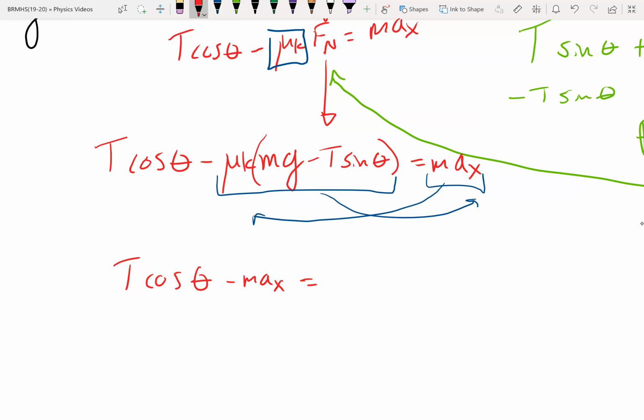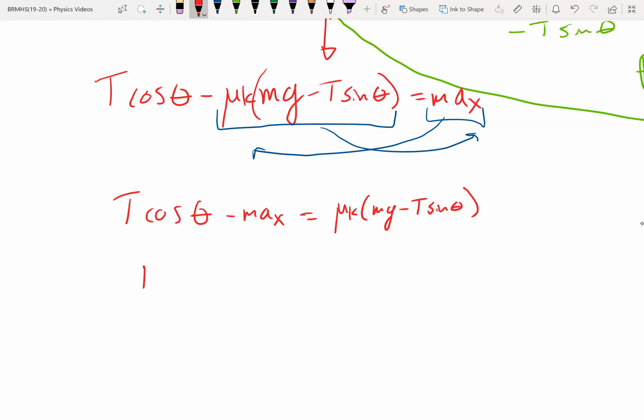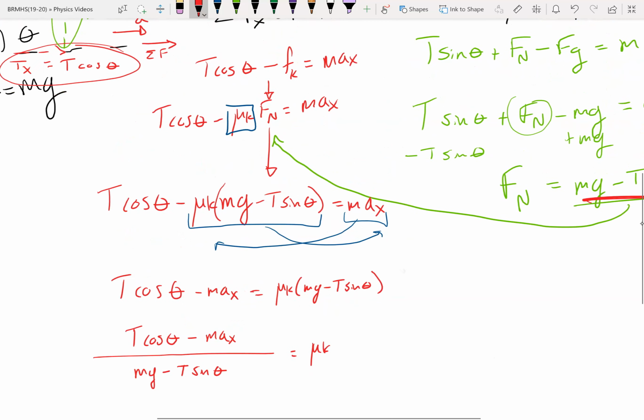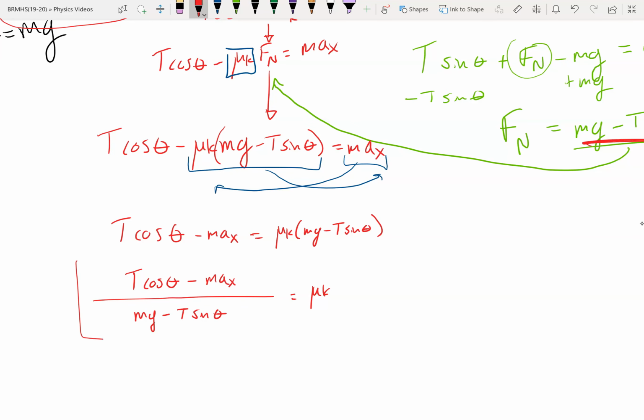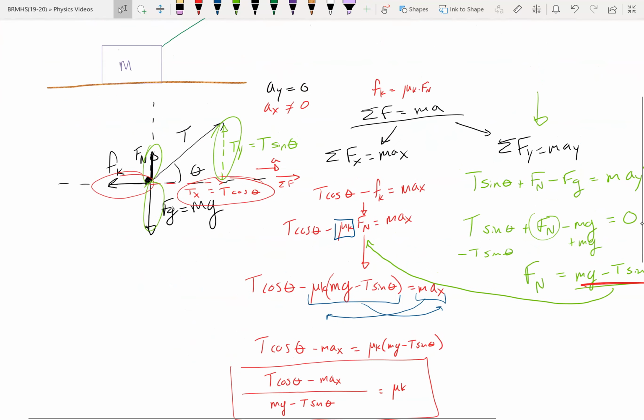Minus max, that would be equal to mu k times mg minus T sine theta. Then we got to divide by mg minus T sine theta. So I'd have T cosine theta minus max, acceleration in the x direction, divided by mg minus T sine theta, equals mu k. All right, so really in this one, we're just looking at forces at angles and how we find net force.